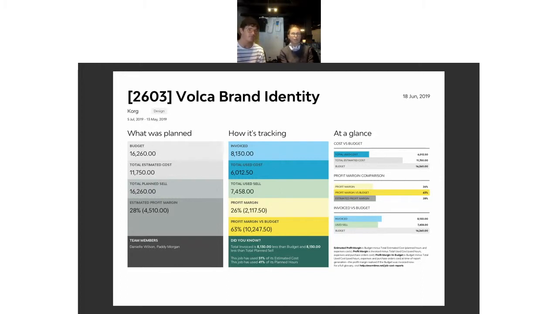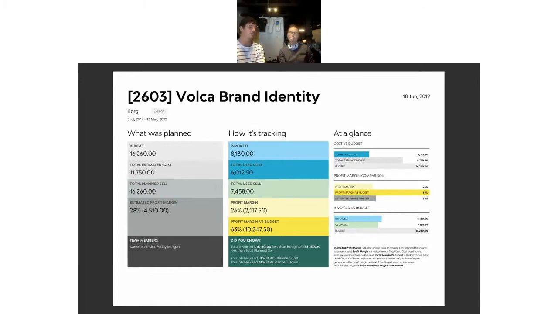Yep. So we also introduced the estimated profit margin. So it's an estimated one. So it's important to understand that we take that figure from budget minus the total estimated cost. So this figure is obviously estimated, so it's not real. But then you will be able to compare the estimated profit margin with the current profit margin once the job starts progressing. Yeah, exactly.